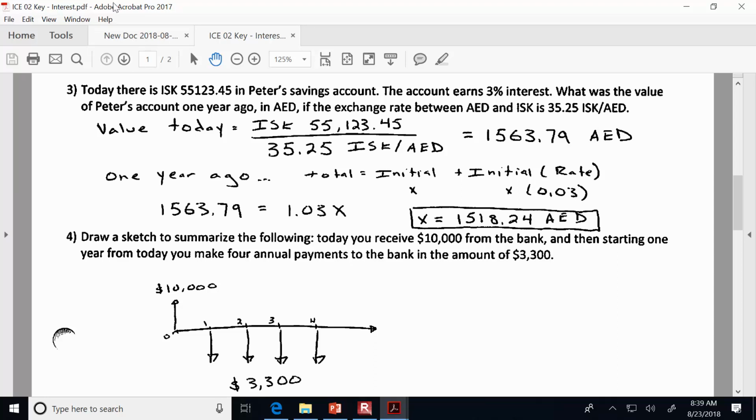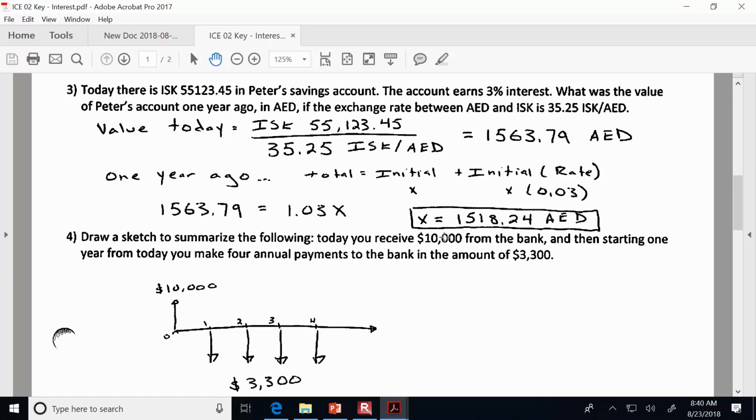So the suggestion was to first of all do the currency conversion to find out those Icelandic krona, how much is it worth today in dirhams, and then backing it out to a year ago, you have to say, well, I know that the value today is 1.03 times what the value was a year ago, so that means the value today is 1518.24 dirhams.